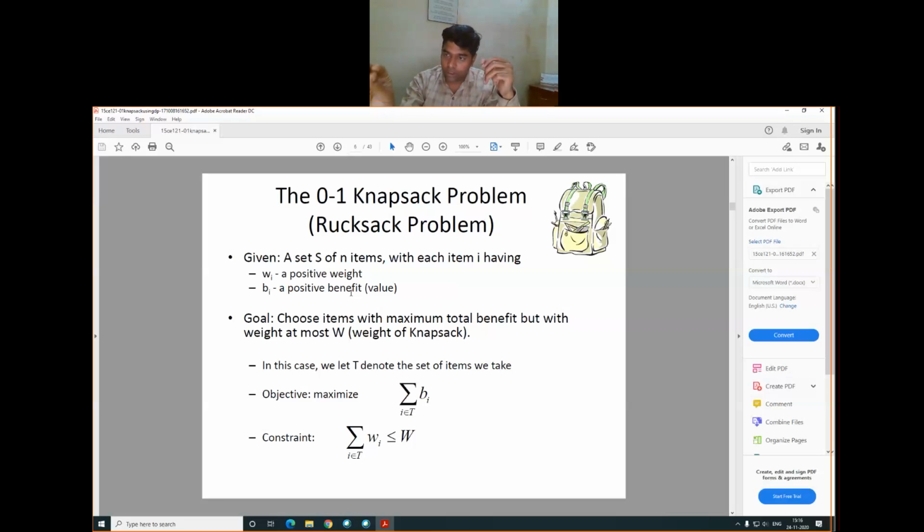Keep all these things in mind throughout this lecture, because it is very important to understand this terminology, since you have to map this problem into a mathematical model. So keep in mind what w_i is, the positive weight, and b_i, the positive benefit or value or profit. What is the goal of the 0-1 Knapsack problem? Choose items with maximum total benefit but with weight at most W. That is how the knapsack problem is specified, with the weight capacity of the knapsack.